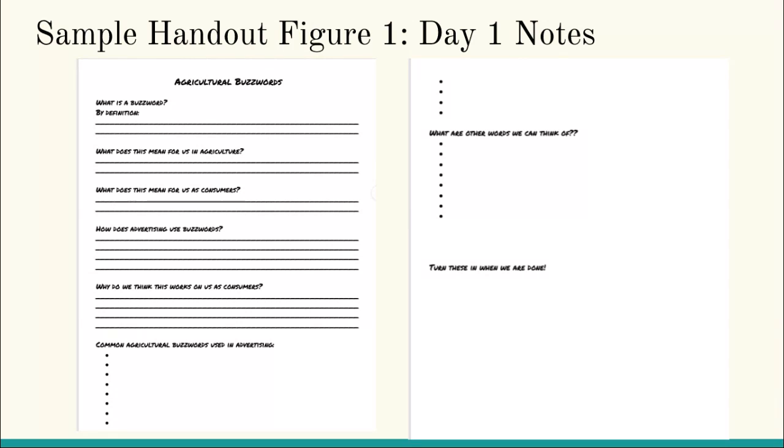This is the sample of day 1 notes. We talk about a buzzword, what does it mean for us in ag, and what does it mean for us as consumers? And why do we think this works so well on us?